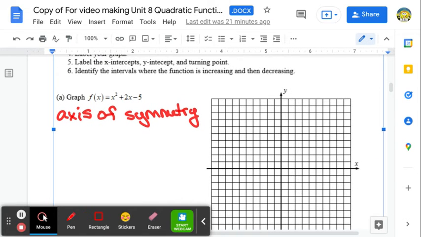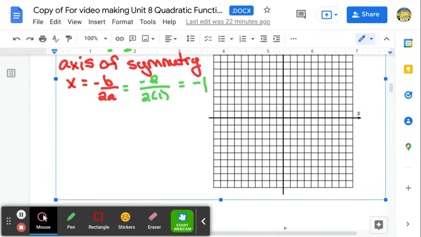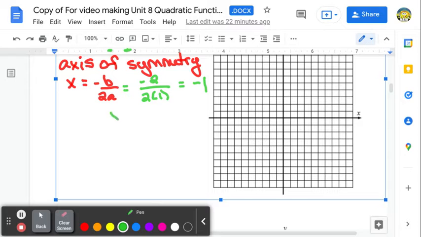So the formula is x equals negative b over 2a. So now I'm going to plug in my numbers. So I have negative, b is 2 over 2, and our a number is our invisible 1. So if you put that in your calculator or do it in your head, you get negative 1. So that means when we make our table, the middle point on our table needs to be negative 1.